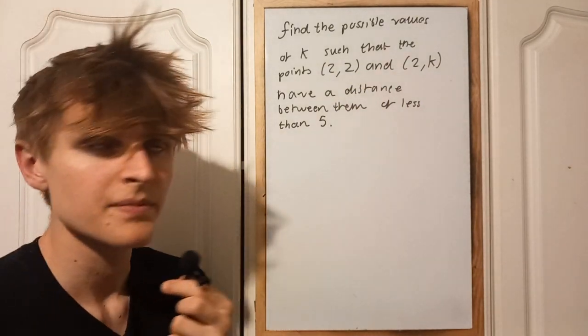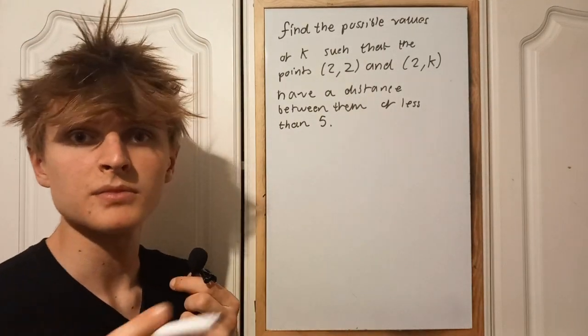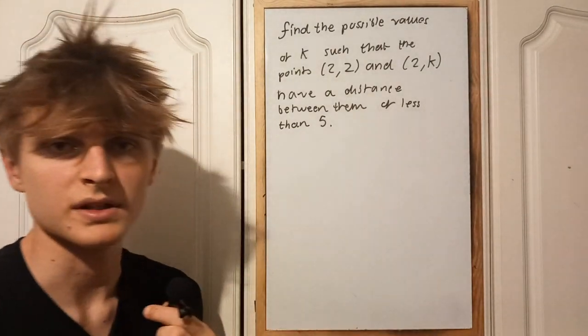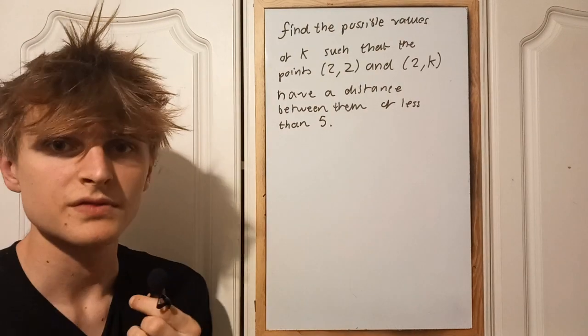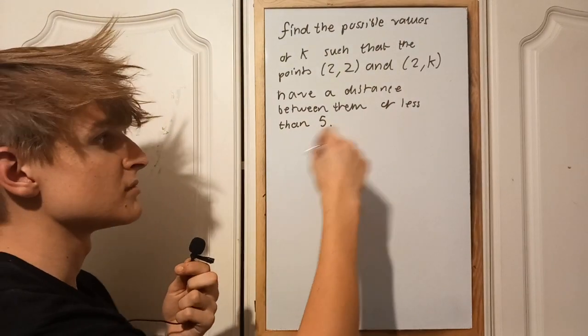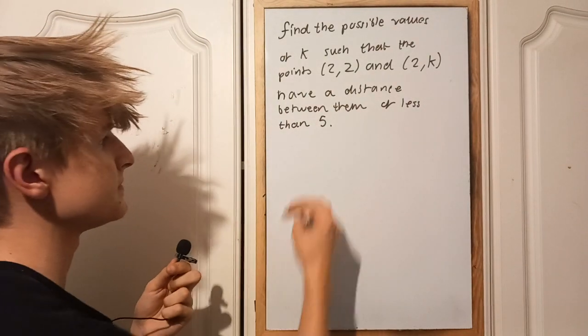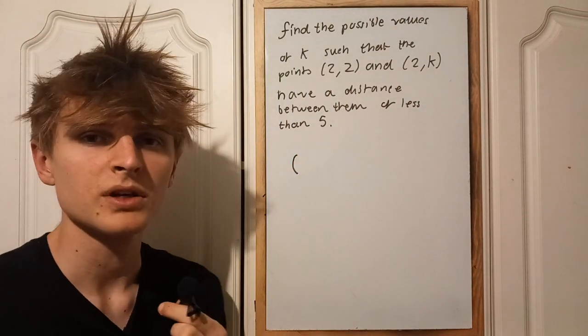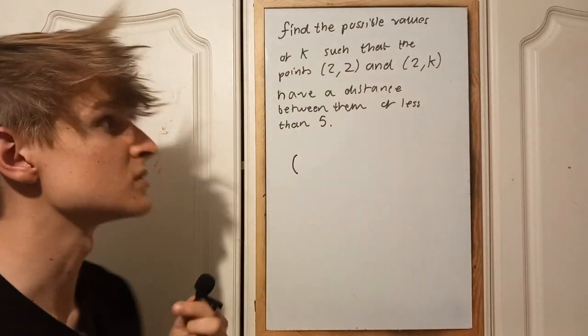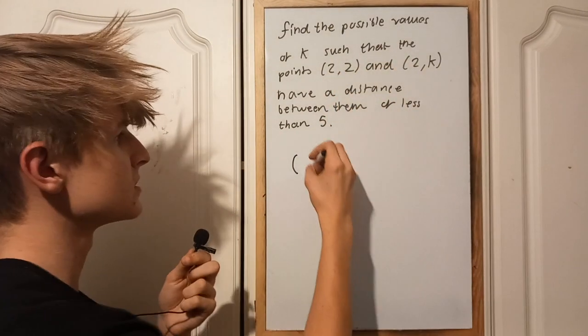So let's do that. And by the way, I'm not going to do the distance formula exactly. I'm going to square both sides first. So I'm going to have the square root of blah, blah, blah less than 5, and then I'm going to square it first. Just skip a step, easier, right? So first bit, we're going to open our bracket and find the difference between the x-coordinates, which in this case is just 0, which is cool.